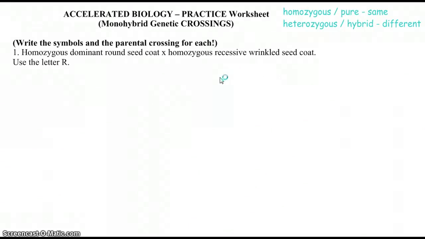Okay, so always read the directions first. So the directions say write the symbols and the parental cross from each. So we're going to build on this. Eventually we will be answering questions after we solve a Punnett square, but we need to get these basics down. So I always read through the problem. Homozygous dominant round seed coat, cross, that's what that X is, homozygous recessive wrinkled seed coat, and it wants me to use the letter R. So let me go choose a color up here.